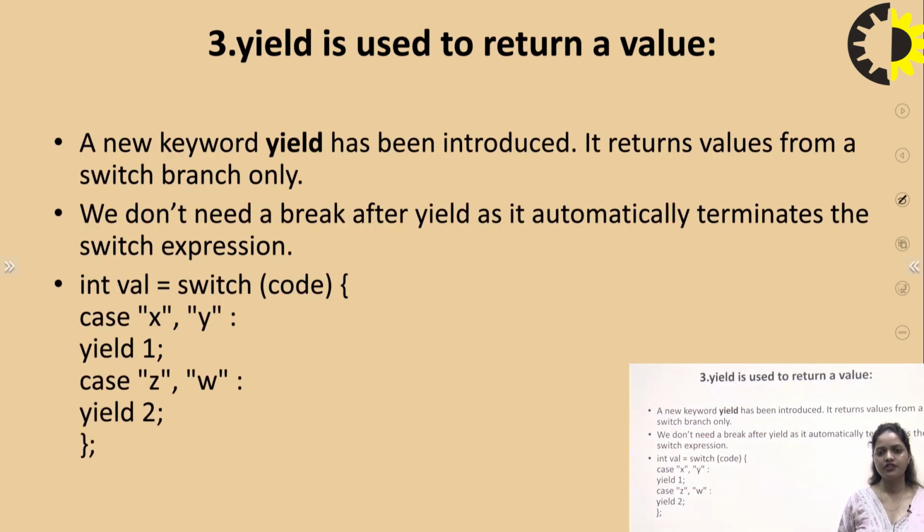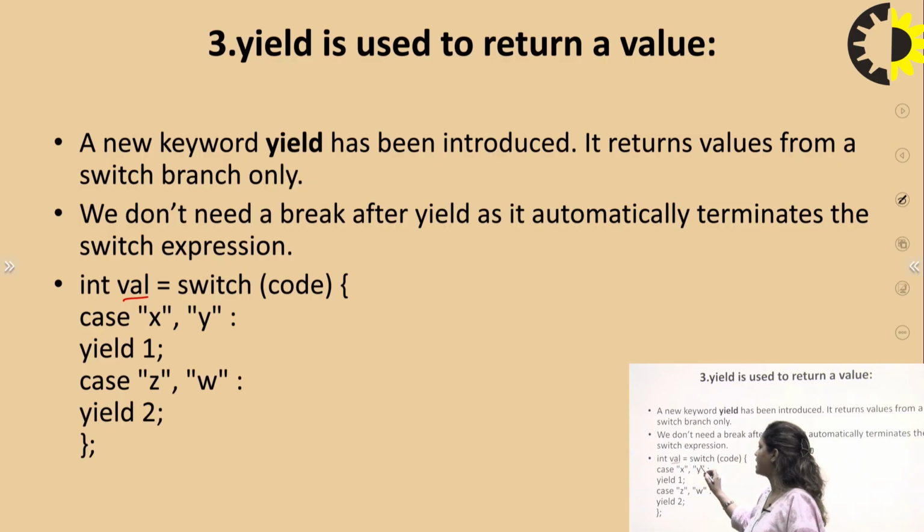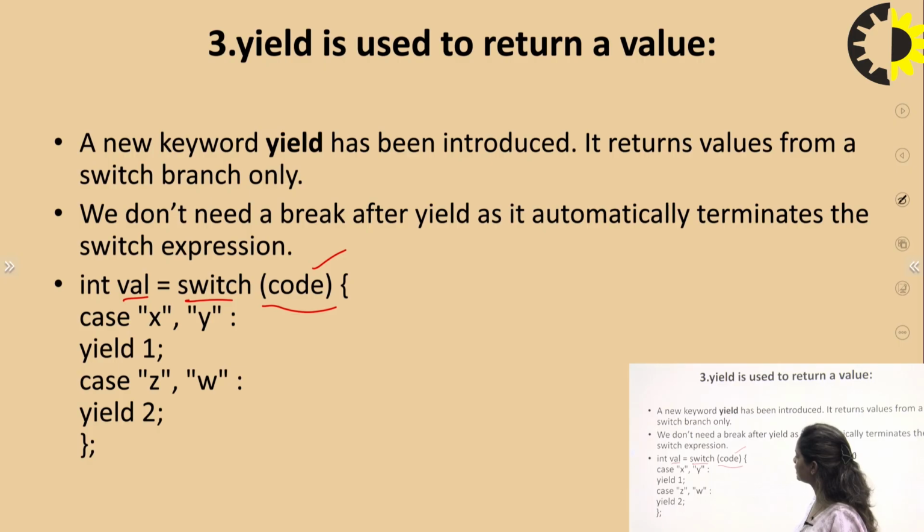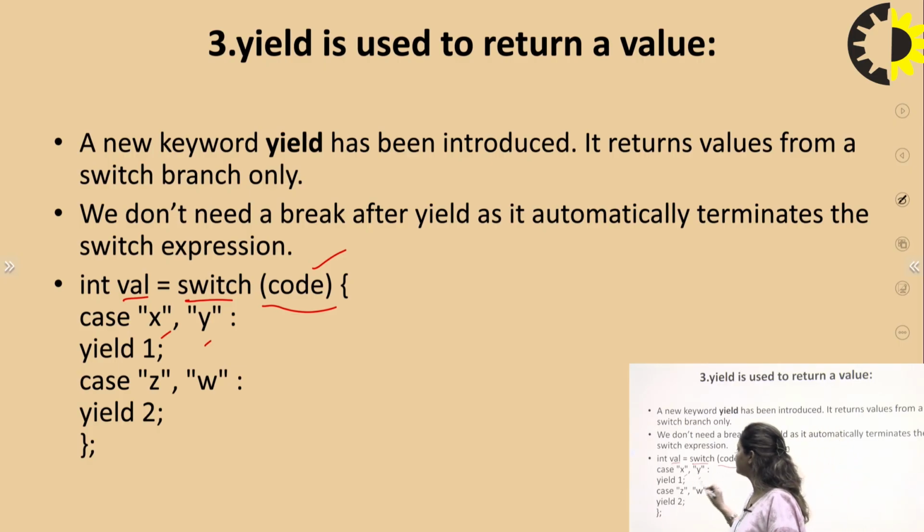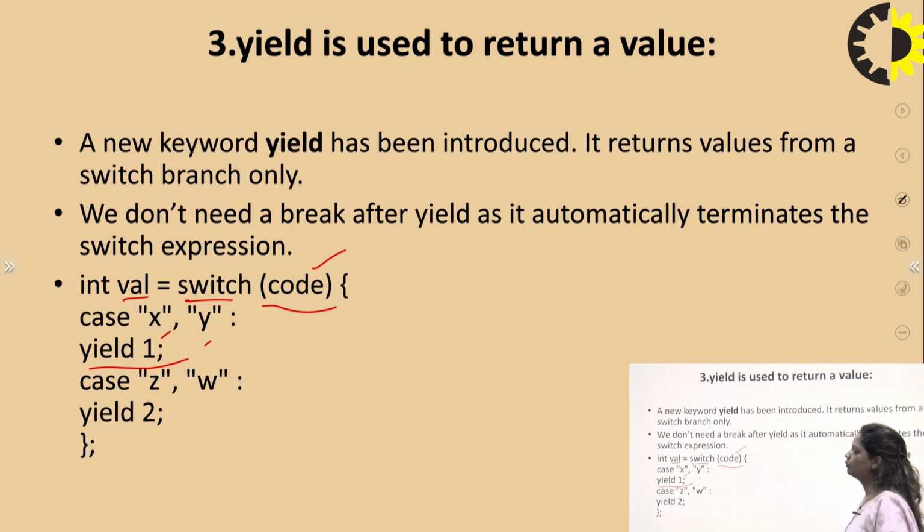Another feature supported by the switch expression is yield, which acts like the return keyword we use inside a method. So let's have a look at this yield keyword. Here we are writing a variable name val, and the switch will be storing the code value in it, and then the cases are like x and y, and what we are using is yield. That yield is used to return the value 1 from here.